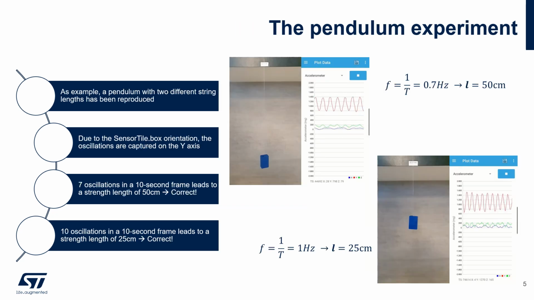As an example, a pendulum with 2 different string lengths has been reproduced. Due to the SensorTile.box orientation, the oscillations are captured on the y-axis. Seven oscillations in a 10-second frame leads to a string length of 50 centimeters. Correct.